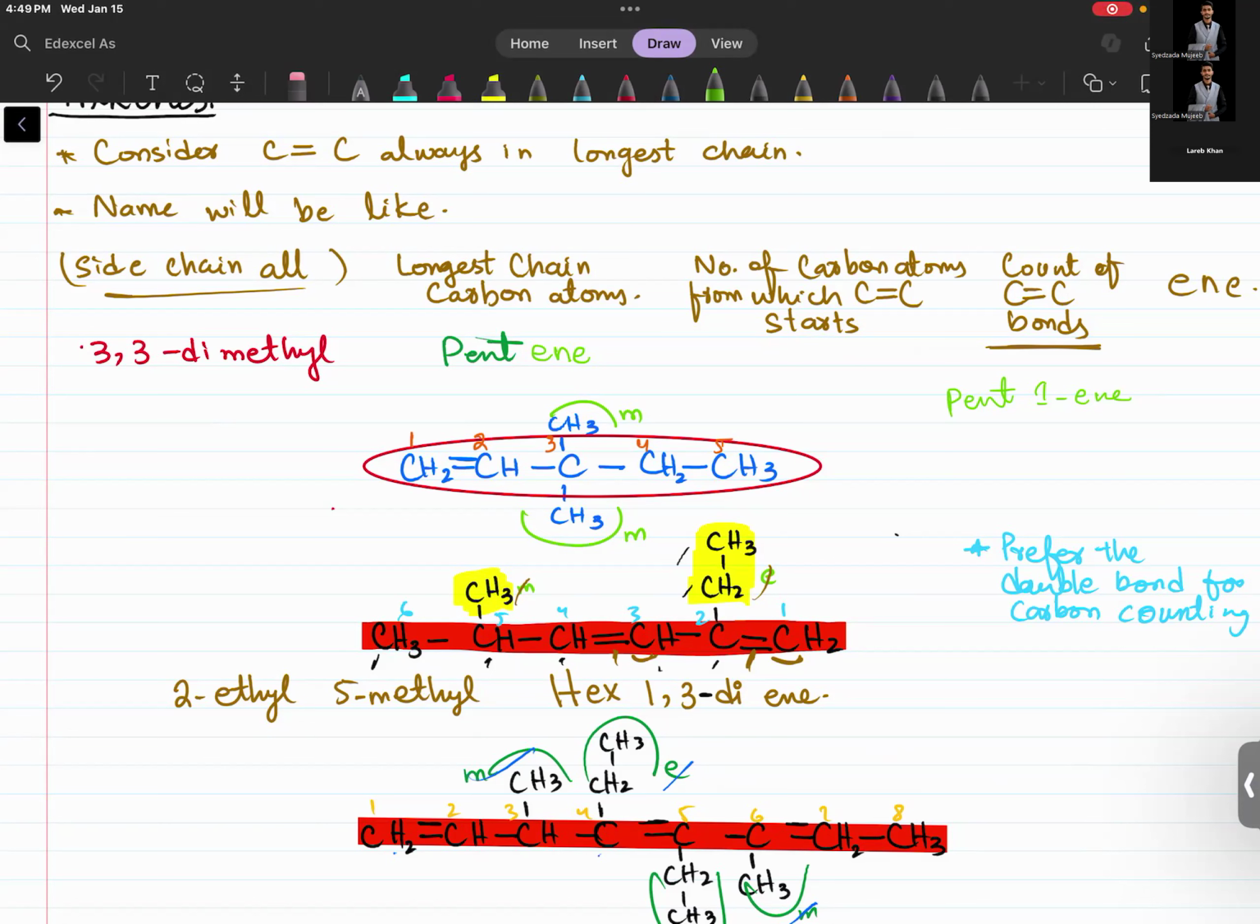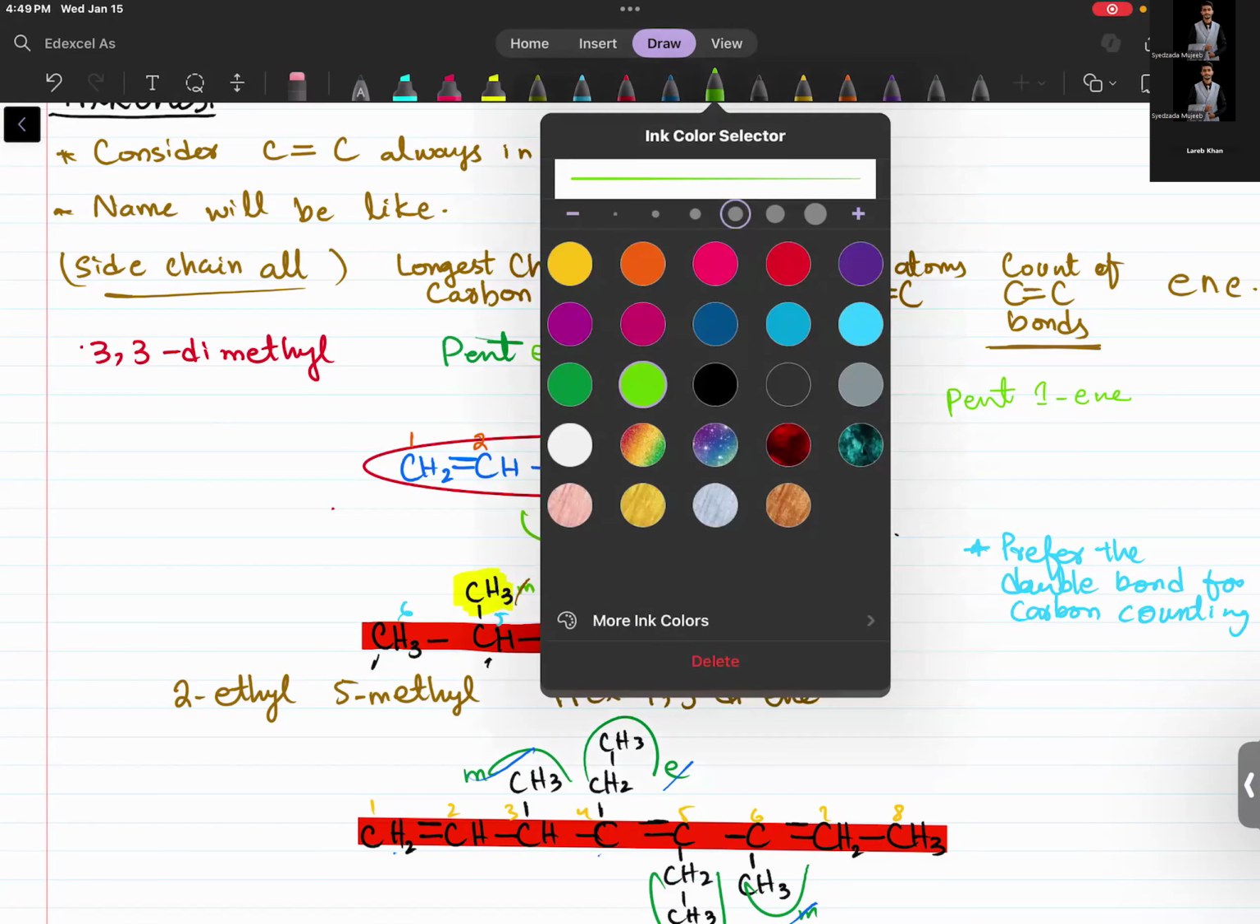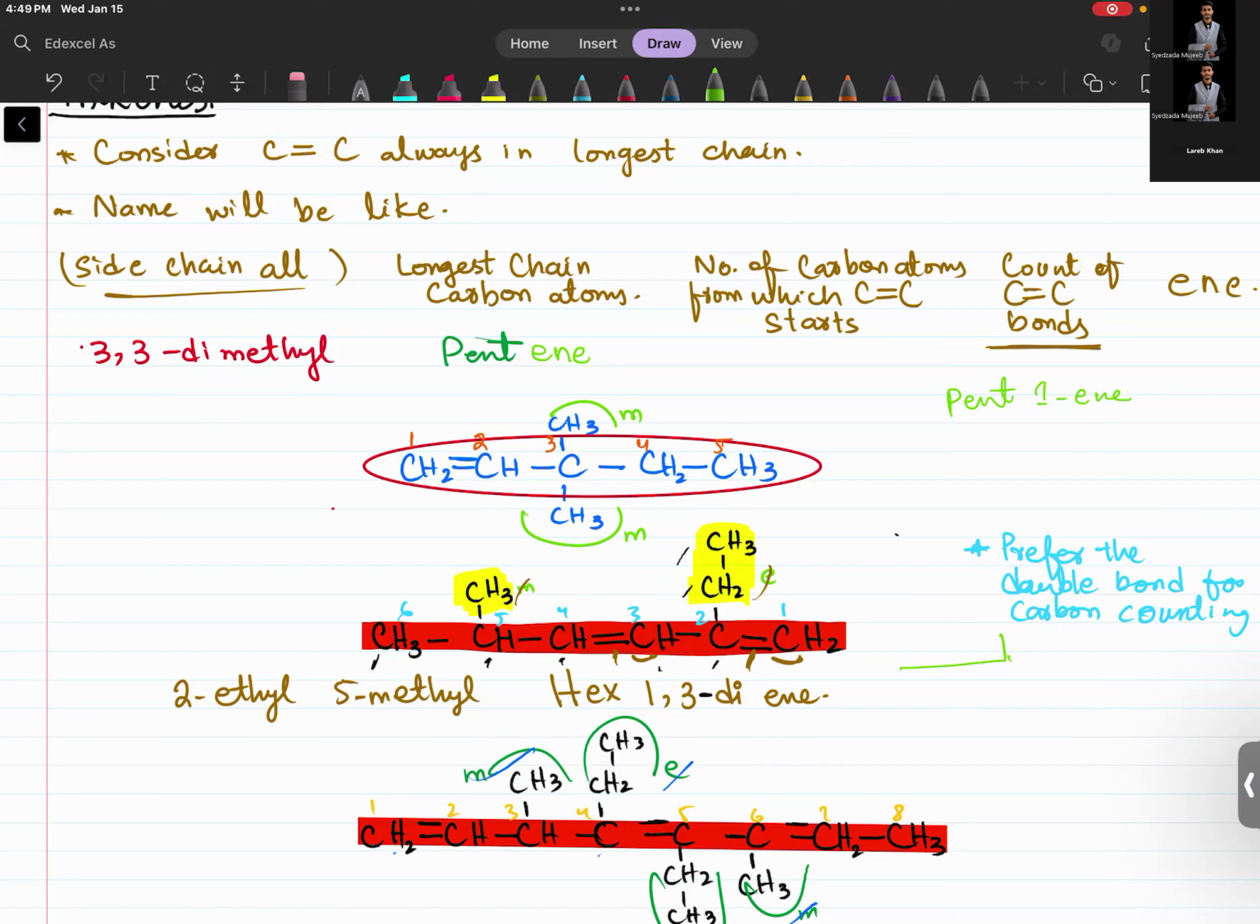In the second one, what are you observing? Let me draw it for you. If you go this way, you will have 7 carbons. But if you go this way, which I just showed on the right side here, you will not be able to include the carbon-carbon double bond in the longest chain. And the main motto here is to include the carbon-carbon double bonds in the longest chain. That's why we consider the longest chain as 7.